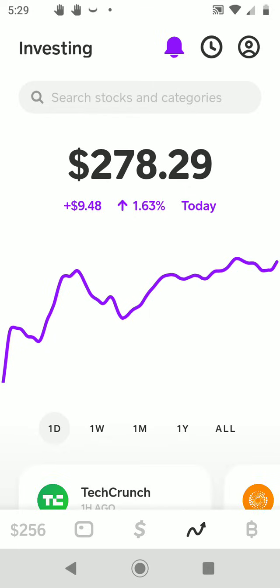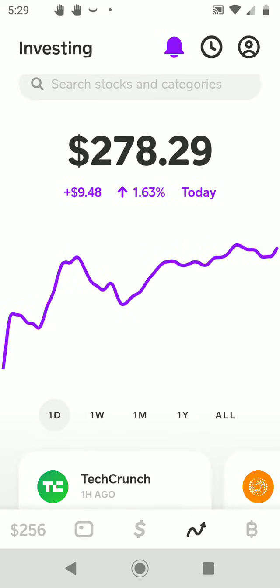All right, so as you can see here, I have $278.29 in the market right now. That is a combination of my investment plus the small gain that I have made, which as of today, I have gained 1.6%, which is a total of $9.48 for the day.